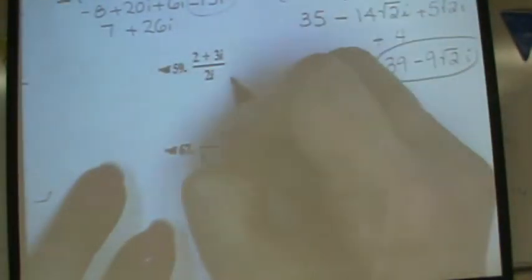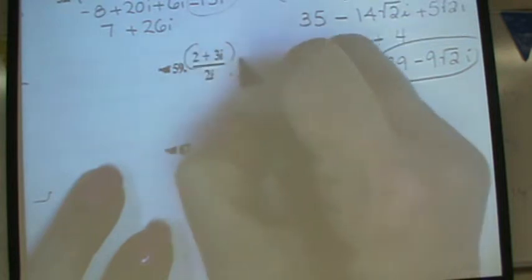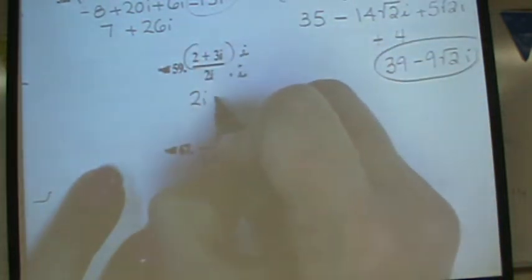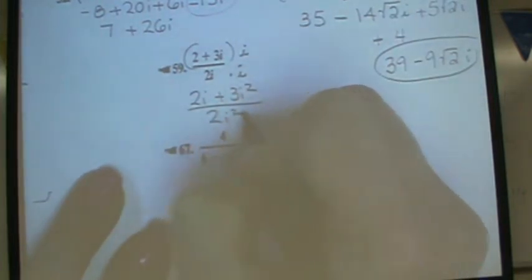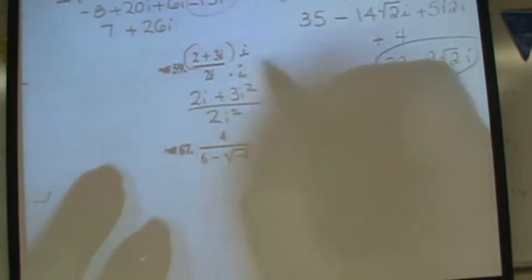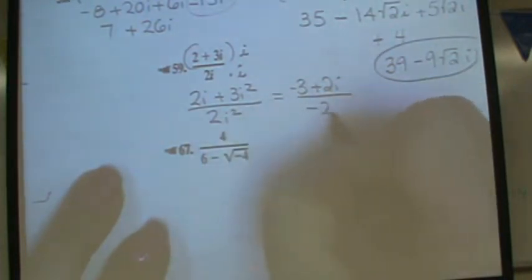You could do the same for this. You could multiply this by i and this by i. So 2i plus 3i squared over 2i squared. So this is 2i. This is going to give you negative 3. And this is going to give you a negative 2.